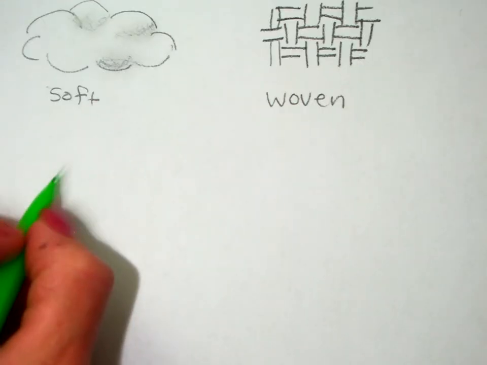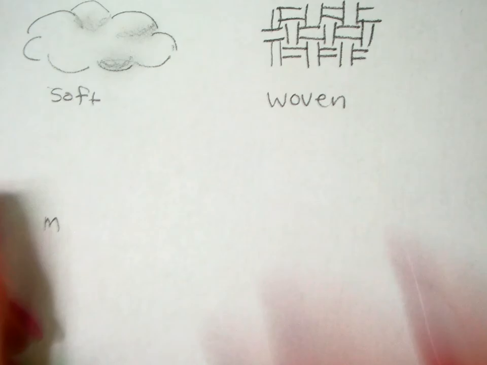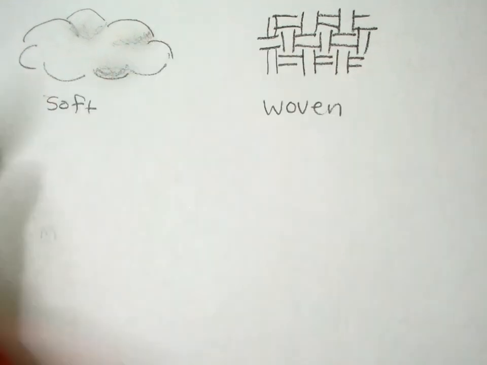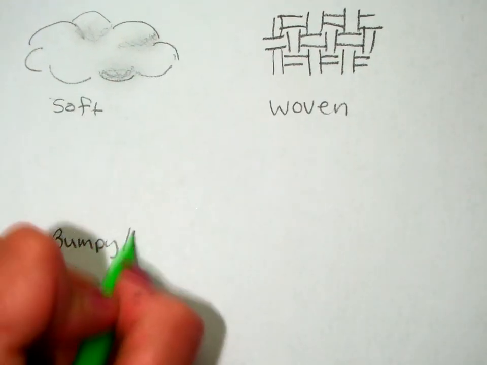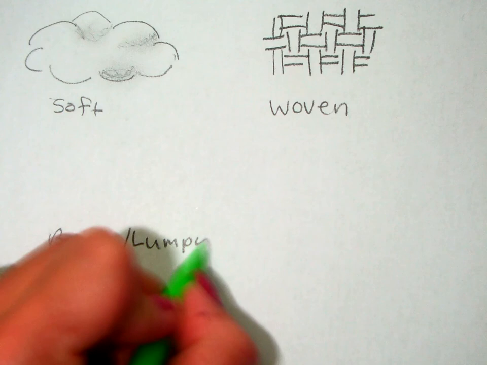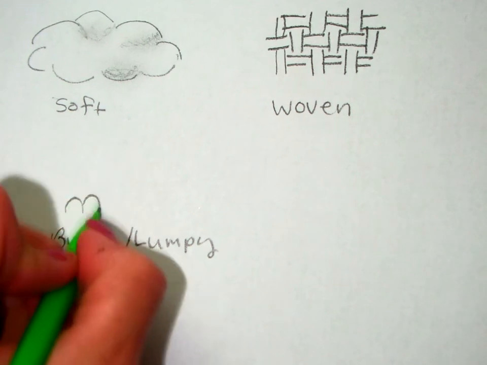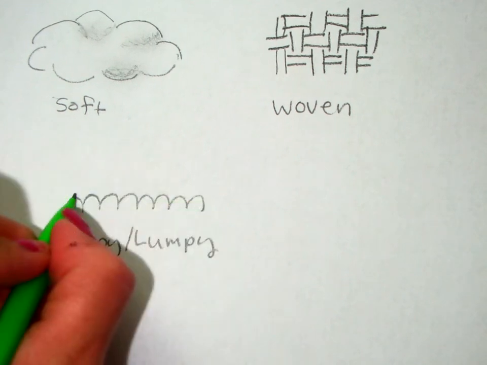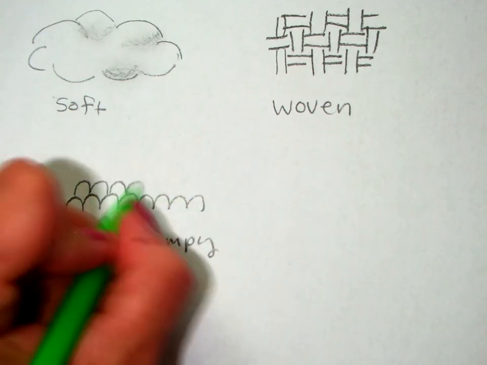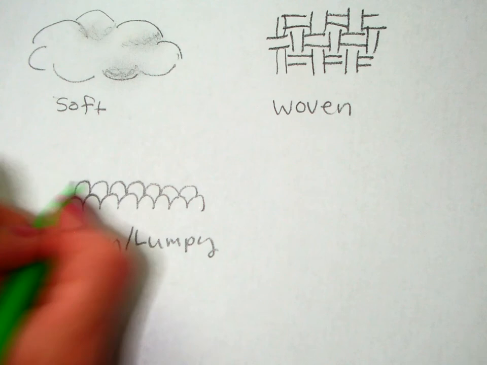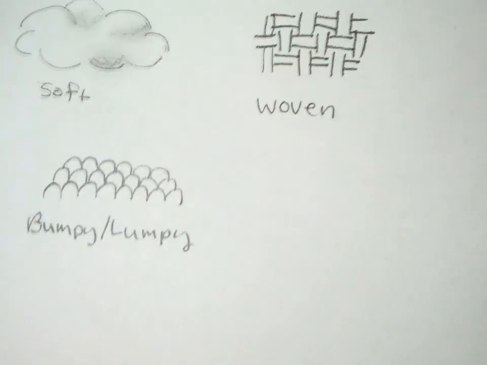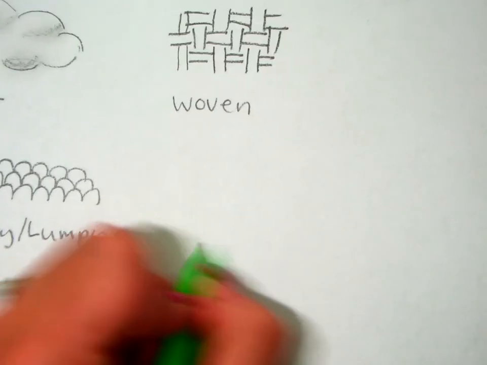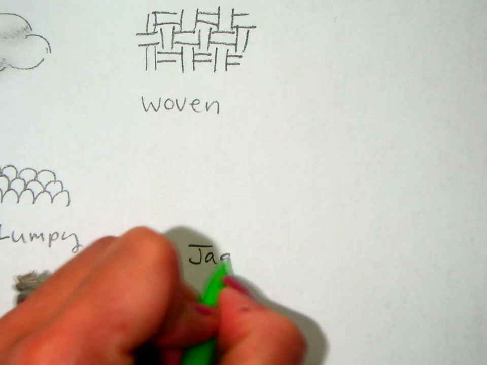And then we have sort of a bumpy, lumpy texture. So that would probably be kind of what you think. Or like a fish scale kind of thing. It's a similar way you would do feathers, something like that.